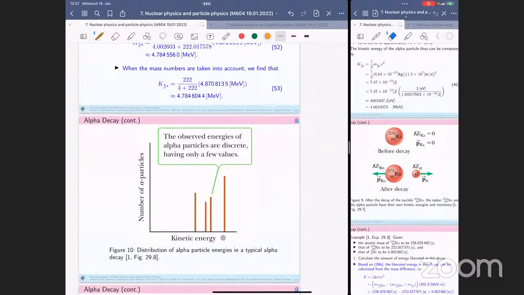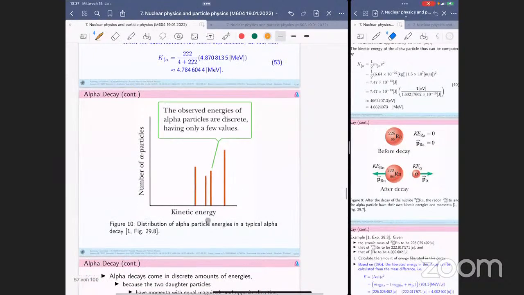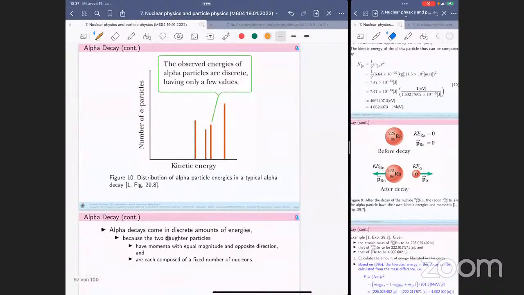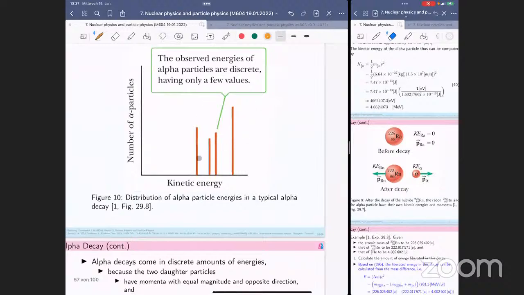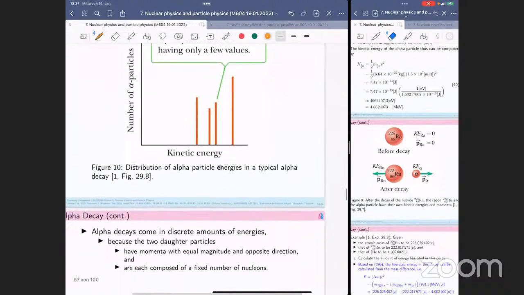So what is the meaning then? Because we have certain decomposition, the energy will not be any value. Alpha decay comes in discrete amounts of energies, because the 2 daughter particles have momenta with equal magnitude and opposite direction, and each is composed of a fixed number of nucleons. So it cannot be any continuous value. They are discrete values.